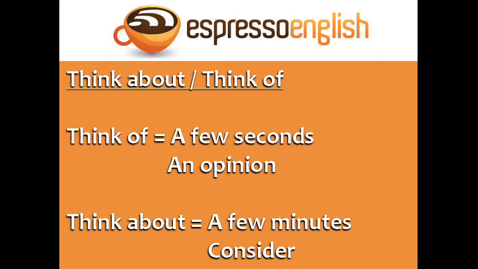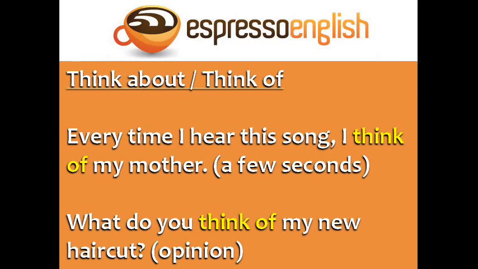Usually, when you think of something, it is a brief moment, just a few seconds. Think of is also used for opinions. When you think about something, you are considering it for a longer time, like a few minutes or more. For example, every time I hear this song, I think of my mother. You think of your mother for just a few seconds.